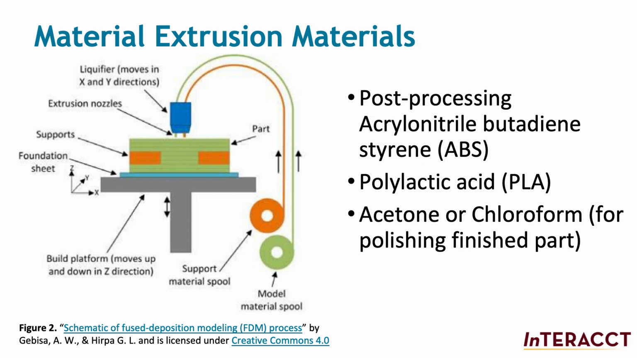Material extrusion materials. Feedstock materials used in material extrusion include acrylonitrile butadiene styrene, polylactic acid, acetone, or chloroform. These materials have the potential to evaporate when heated, and the contaminated air could be inhaled if the worker is exposed to it.